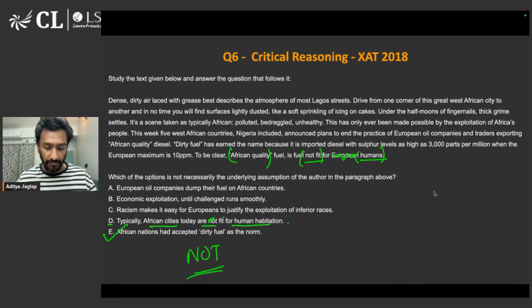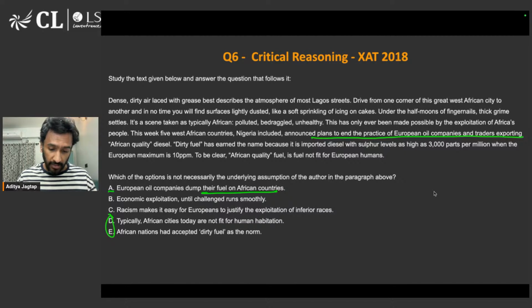This is quite possibly a valid assumption. If I say they are fit for human habitation, if I remove the word not, then this bit of the passage stops making sense. All right, so we'll consider these as valid assumptions. Let's look at A. European oil companies dump their fuel on African countries, and announce plans to end the practice of dumping this fuel. So clearly, this is a valid assumption. If I said they don't dump, then plans to end would stop making sense. So A is a valid assumption as well. So these are not our answers so far.